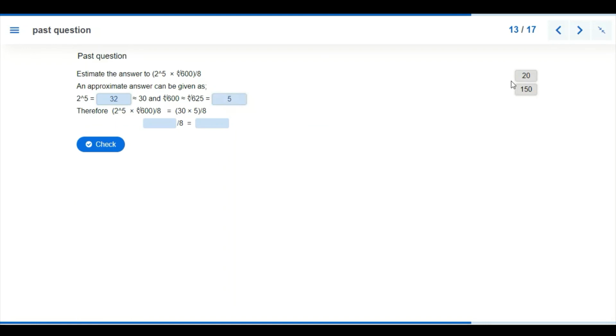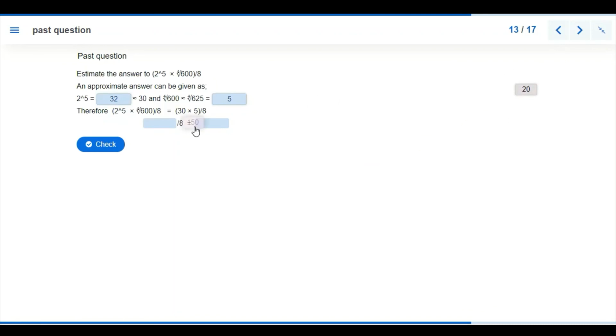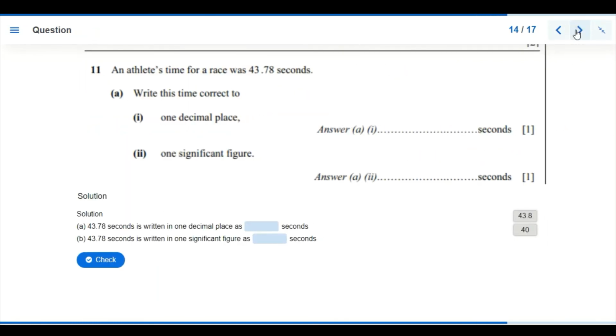So if we have that, now we can multiply through. So we have this answer here to be 30, and we have this one to be what? 5. So 30 times 5 will give what? 150. So we have 150. Now let's divide 150 by 8. If you divide 150 by 8, our answer is what? 20. So we have 20 as our final answer here. So 20 makes our final answer. So we check, and I think the arrangement is right. And that leads us to past questions. We have past questions here.